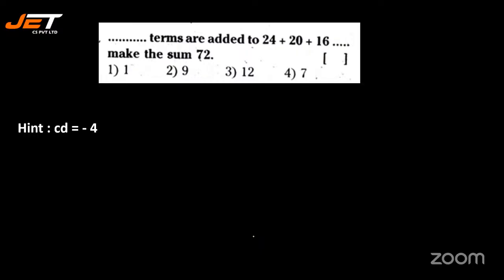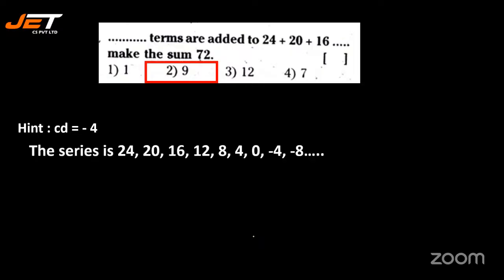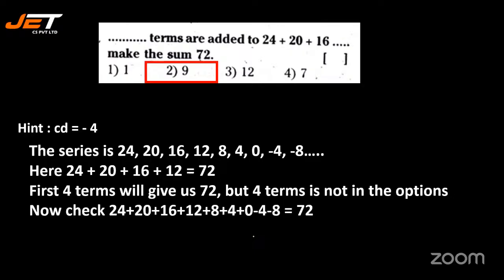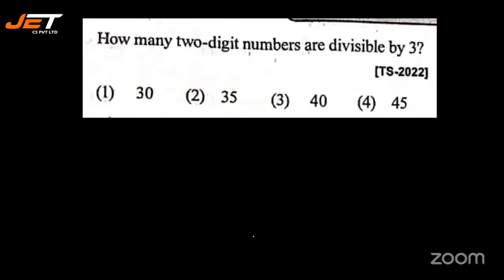How many terms are added to 24 plus 20 plus 16 and so on to make a sum of 72? So you can use the hint: d is minus 4. So the series becomes 24, 20, 16, 12, 8, 4, 0, minus 4, minus 8. So 24 plus 20 plus 16 plus 12 is 72. So the first 4 terms will give us 72, but 4 terms is not the option because we have to check 24 plus 20 plus 16 plus 12 plus 8 plus 4 plus 0 minus 4 minus 8, which is 72. So therefore, the sum of 9 terms will give us 72.